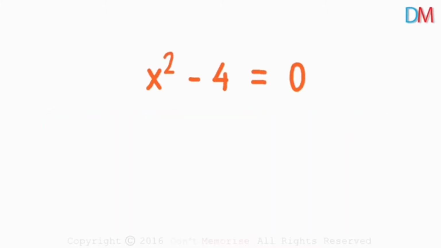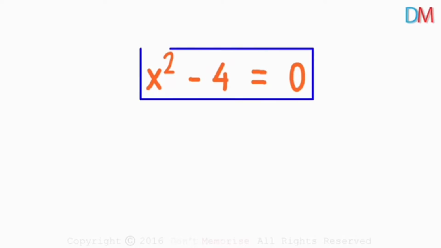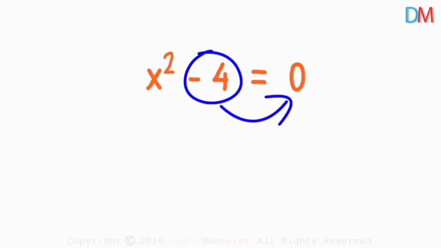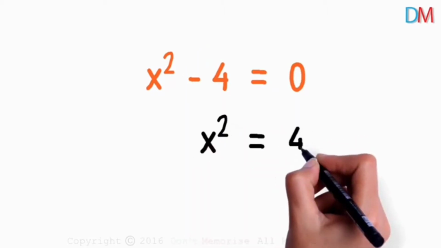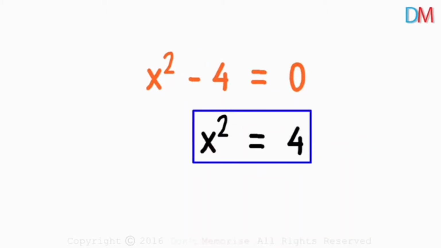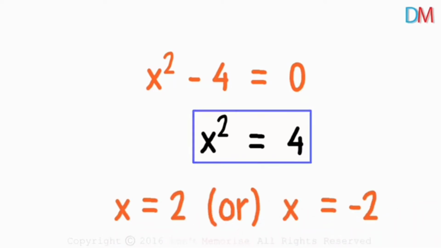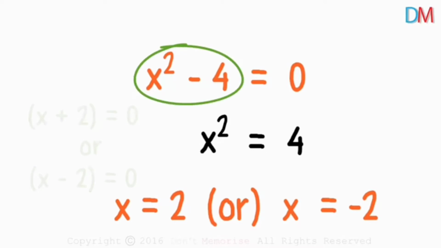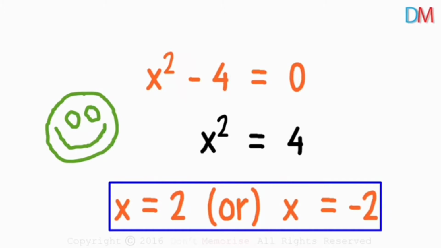Ignore the name for the moment. Take this quadratic equation for instance. Can you find the solution of this quadratic equation? Yes, we transpose this to the other side to get x squared equal to 4. And this clearly tells us that x can take two values, 2 or negative 2. So we didn't really need to factorize the polynomial on the left and then equate the factors to 0. Finding the roots was really easy.